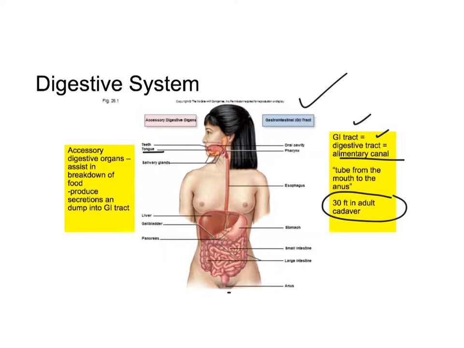Now, the accessory digestive organs are things that are going to help break it down. They assist in the breakdown of food. They either, like the teeth and the tongue, help you chew it up, or they make secretions that get dumped into it. Those accessory organs are listed on this side: teeth, tongue, salivary glands, liver, gallbladder, pancreas. So they're going to dump in. So there are two basic subcomponents of the digestive system.